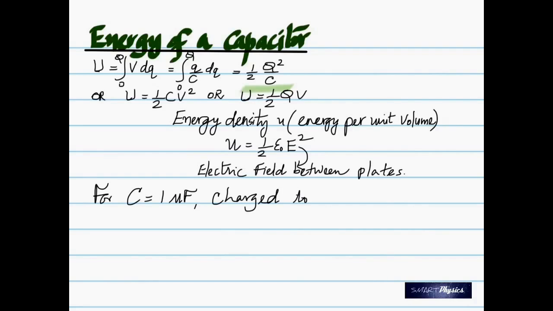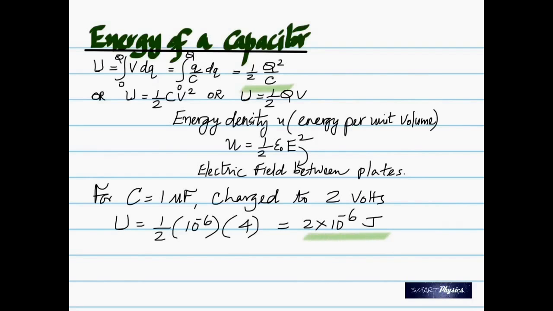Now a simple calculation: if the capacitance is 1 microfarad and it is charged to 2 volts, then you're going to use the formula 1/2 CV squared. 1 microfarad is 10 to the negative 6, times 2 squared, which is 4, gives you 2 times 10 to the negative 6 joules. So we're talking of small numbers here, keep that in mind. But for such a small device in an electronic circuit, that is considerable energy, as we're going to see later on.